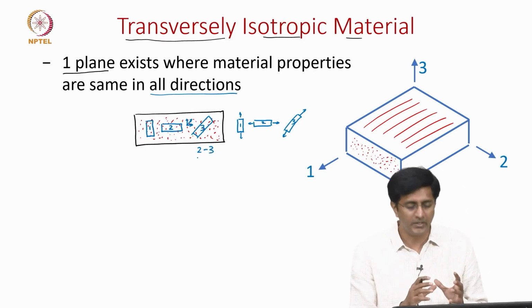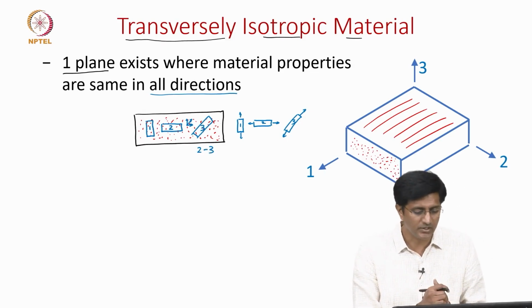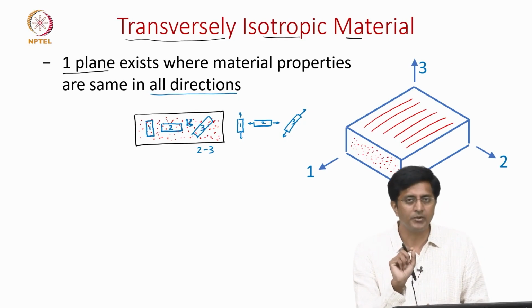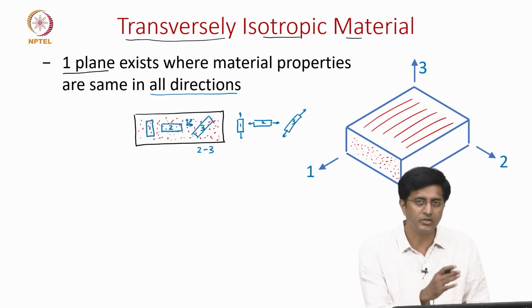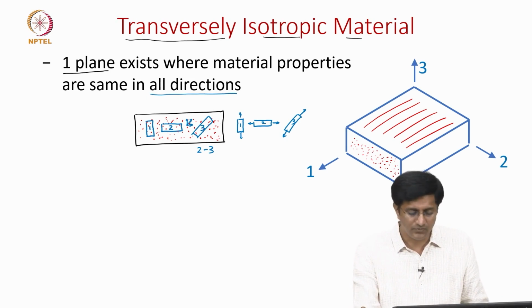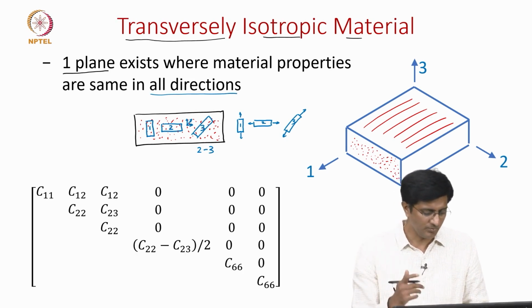So, if a plane exists where we have this symmetry, that is when we call the material transversely isotropic. Isotropic meaning the properties are the same in all directions, but we are only saying it for one plane. Okay. If this is the case, then the stiffness matrix becomes much simpler.